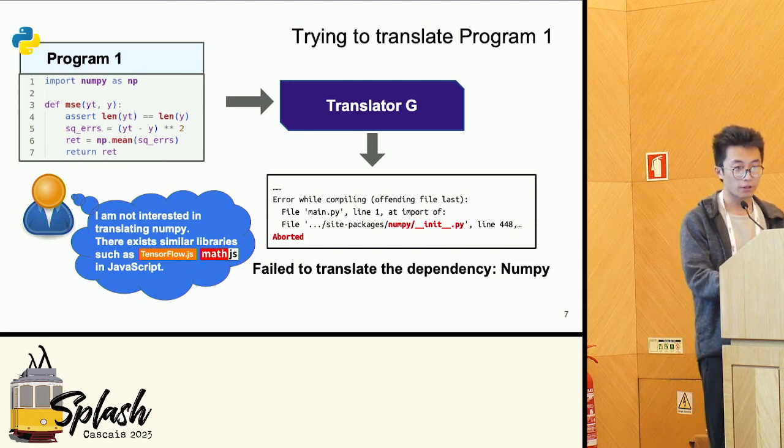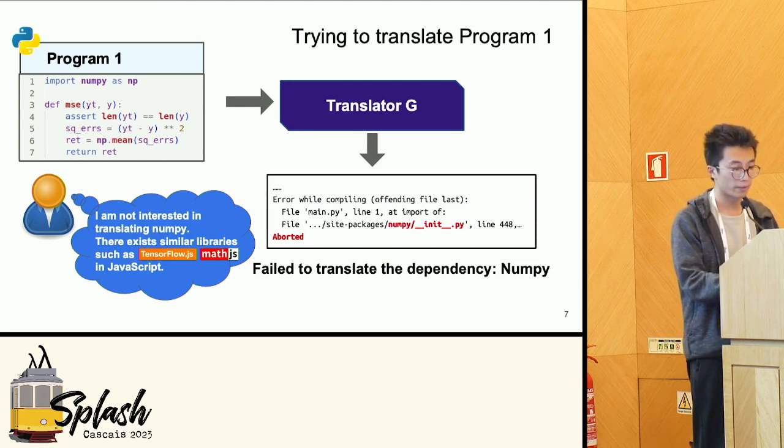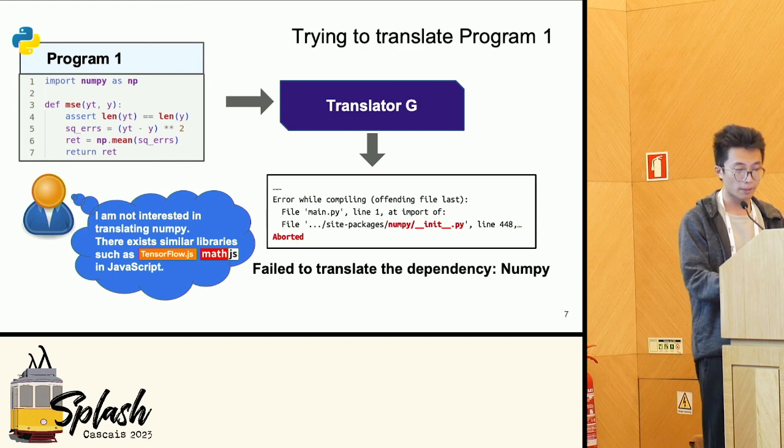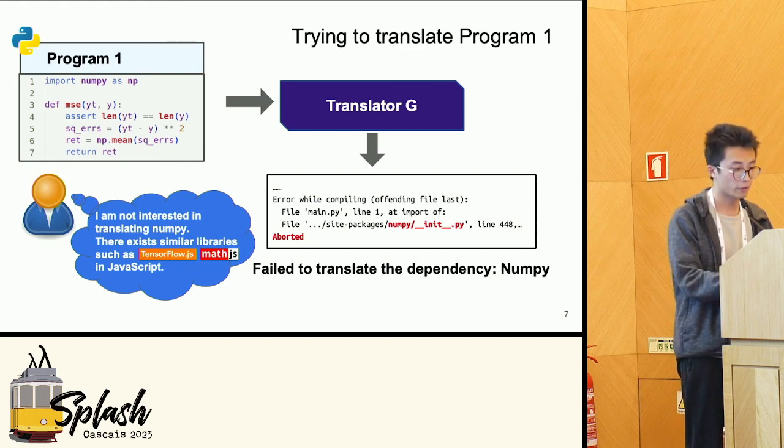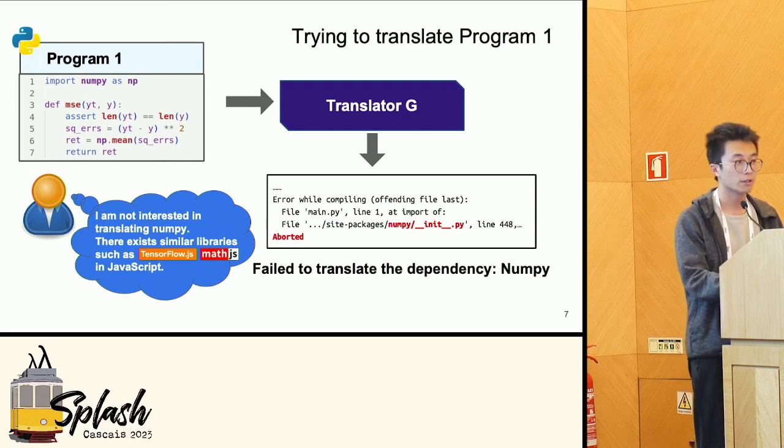But Bob is not interested in translating this third-party library. Since there are many existing libraries in JavaScript that provide similar APIs, he expects the translation to leverage the libraries native to JavaScript, such as TensorFlow.js or Math.js.